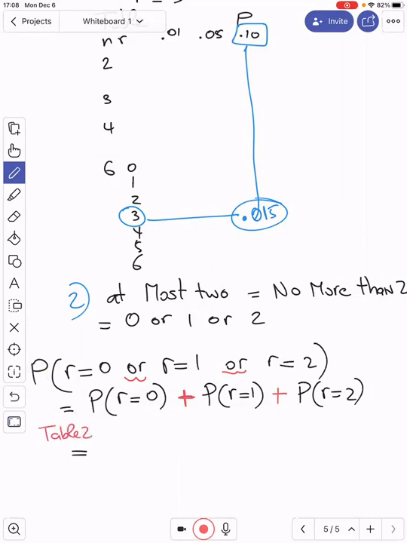So for 0, the P and N doesn't change, right? The P, which is 10%, and the N, which is 6, they don't change. So here you can get probability that R is 0. Then next, you're going to get probability that R is 1, and then here you can get probability that R is 2.